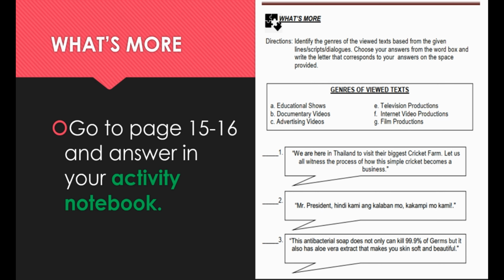Identify the genres of the viewed text based from the given lines, script, or dialogues. As you read the script or dialogue, try to think what genre it could be. Choose from the box. Write the letter in your activity notebook. For example, in number 1, it says, "We are here in Thailand to visit the biggest cricket farm. Let us all witness the process of how this simple cricket becomes a business." What genre do you think this is?